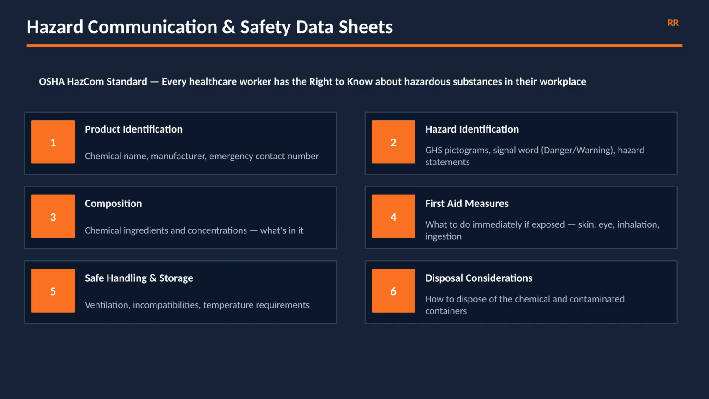6 sections you must know: product identification, the manufacturer's contact information; hazard identification, the signal word, danger or warning; composition, what's in it and at what concentration; first aid measures, what to do immediately on exposure; safe handling and storage, ventilation, incompatibilities, temperature requirements, and disposal considerations; how to dispose of the chemical and its contaminated containers. Know where your SDS files are before you need them.